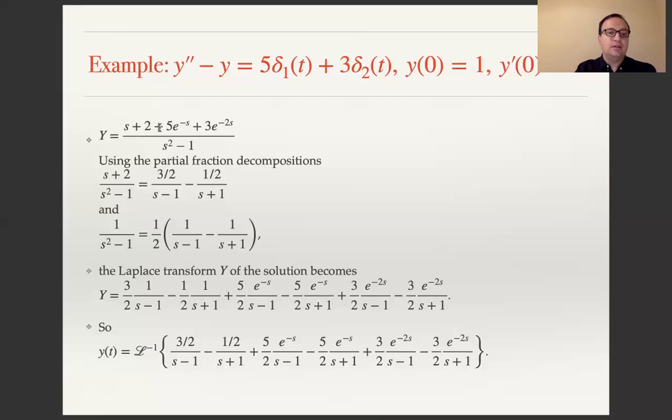And we want to also simplify the rest of the expression. So 5e to the minus s over s squared minus 1 and 3e to the minus 2s over s squared minus 1. So let's decompose 1 over s squared minus 1 into partial fractions. And we get that it's equal to 1/2 times 1 over s minus 1 minus 1/2 times 1 over s plus 1.